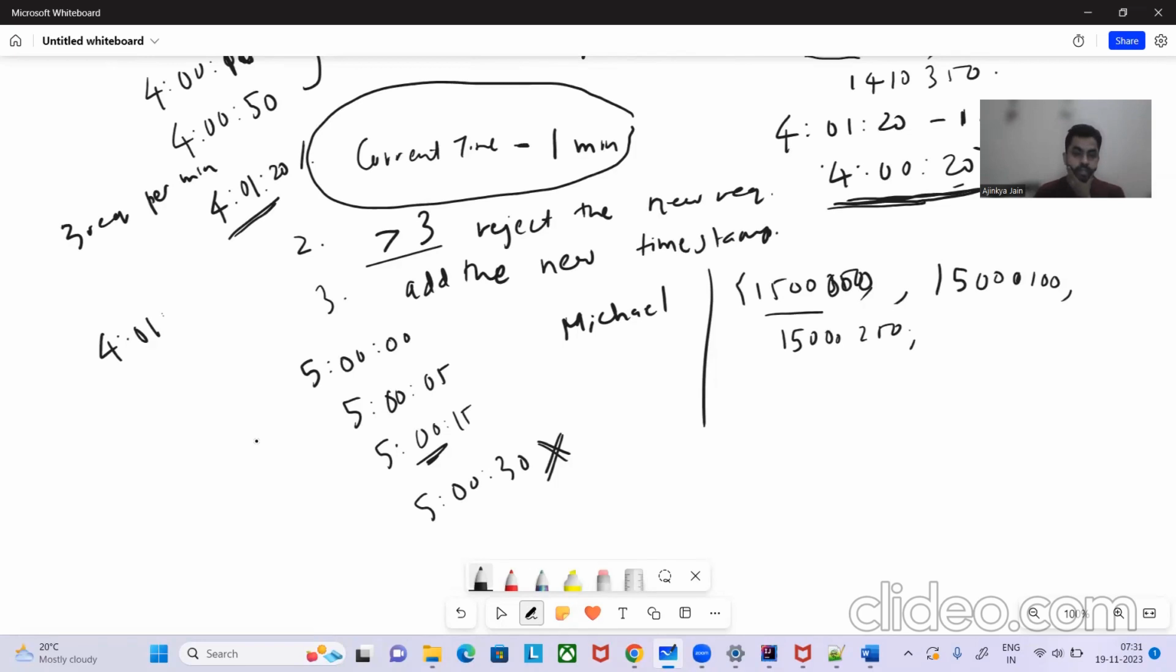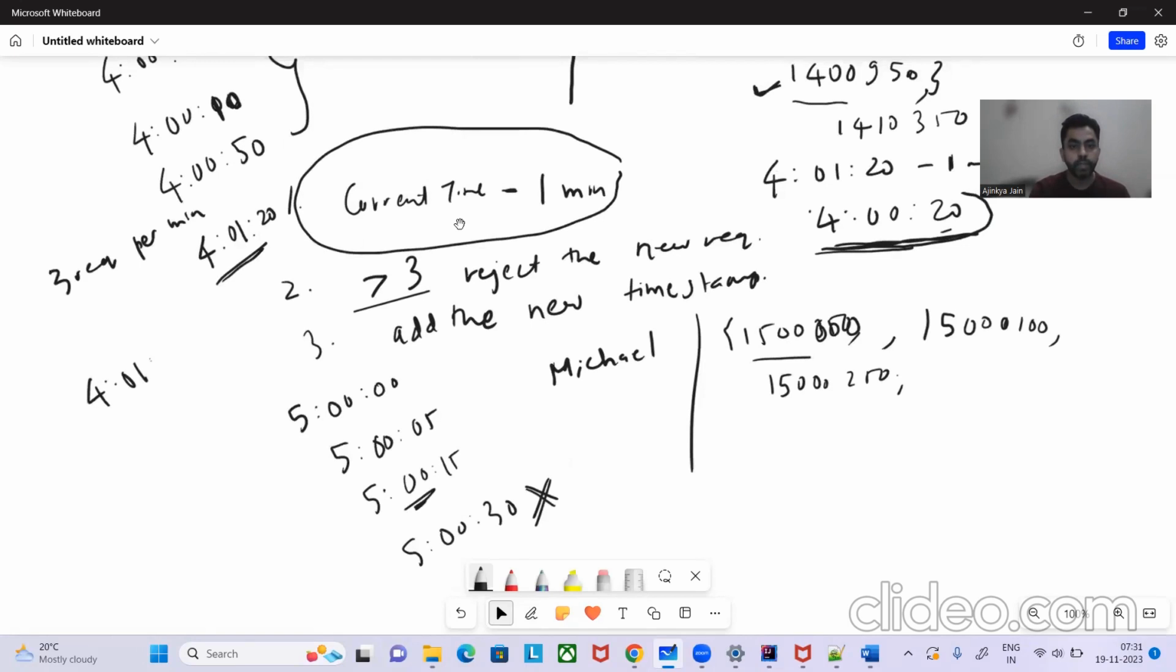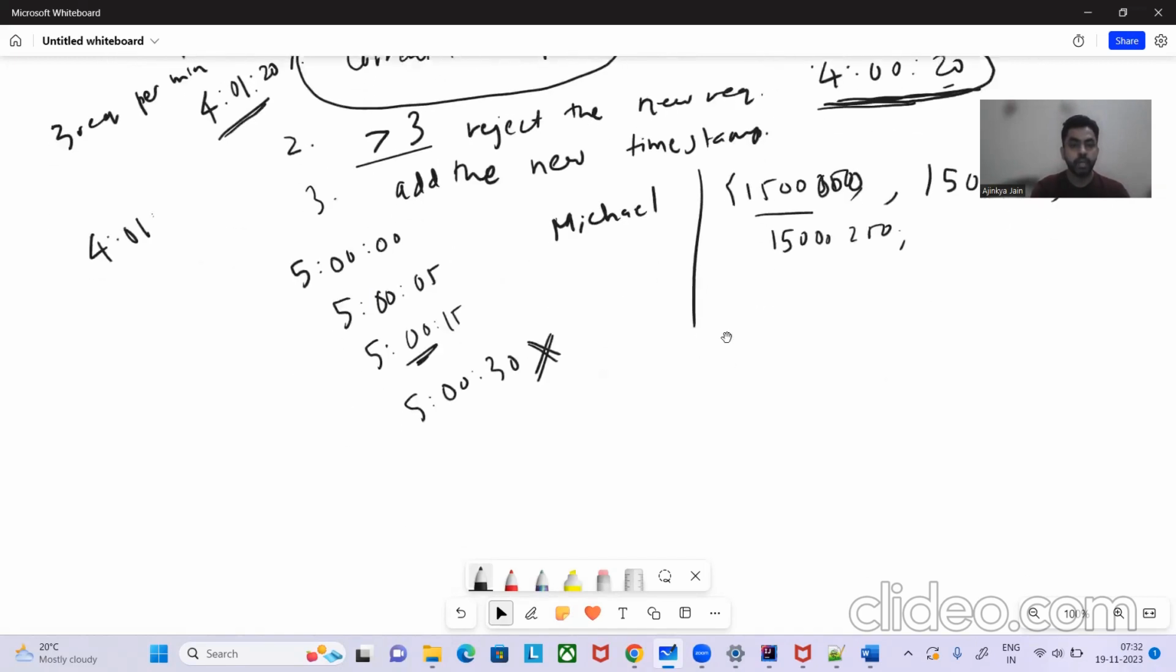Now we have already seen the 2 examples, right? So the first step is to remove the older timestamps, which are older than 1 minute. Then after removing the timestamps, we check if it is still greater than 3. If it is, then we reject the request, or else, if it is less than 3, we add the new request to the timestamps and accept the request.